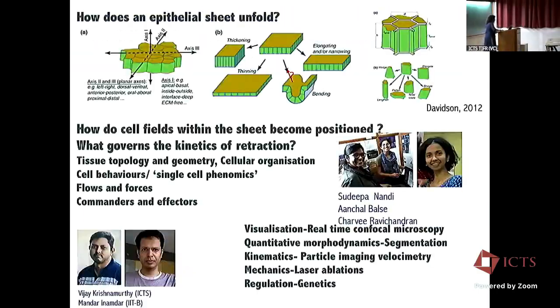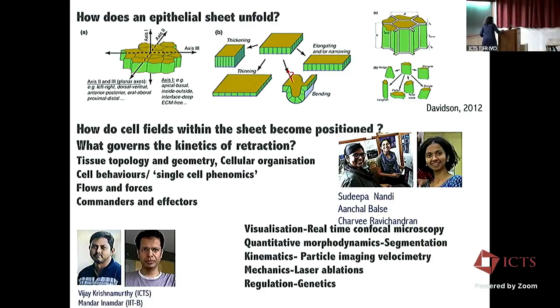And so we've been trying to ask some very simple questions. How does an epithelial sheet unfold? How do cell fields within that epithelial sheet become positioned at distinct locations? What governs the kinetics of retraction? So these are some of the questions we set out to ask, and used a combination of methodologies to try and address that. But I should remember to mention that a lot of this work was facilitated by really productive collaboration with Vijay, who's right here, and Mandar Inamdar from IIT Bombay.